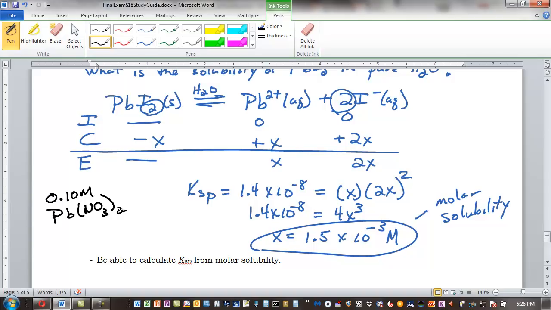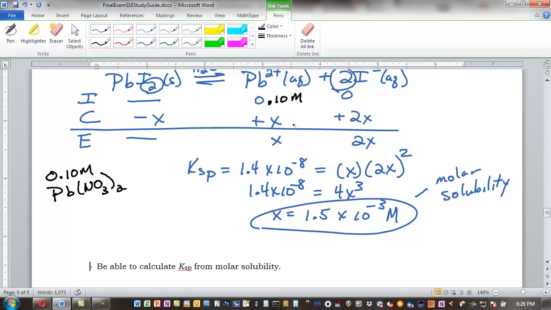In pure water, lead concentration should be 0. But if you're dissolving that salt in a lead nitrate solution that's 0.1 molar, this would be 0.1 molar at the start. Okay, that's what's called a common ion. So your calculation would be very similar, except your KSP would still be the same.